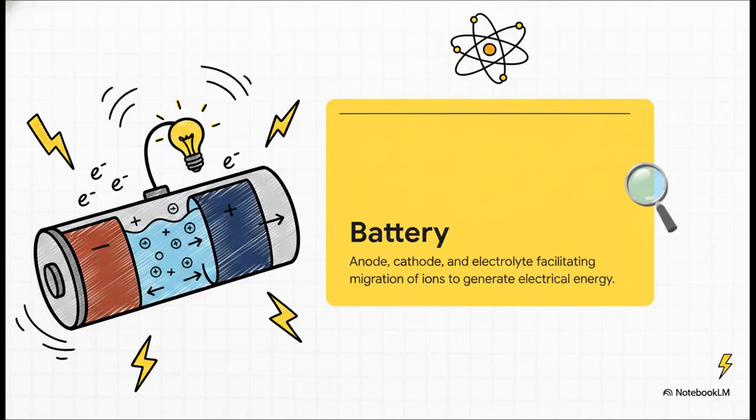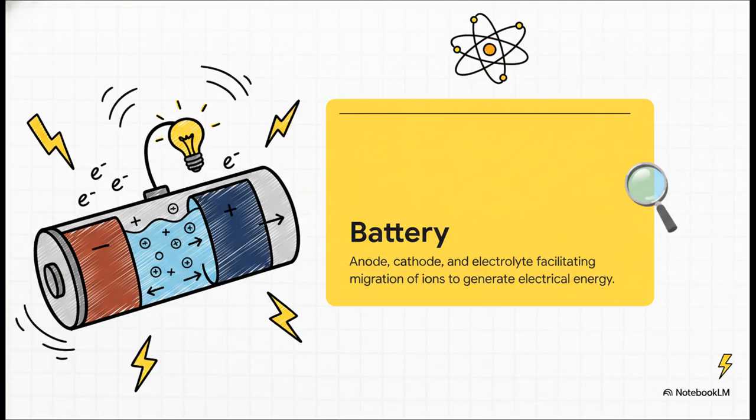Okay, let's dive into this. We need to establish the heroes of our first act, the battery. Think of a battery as basically a packaged, carefully controlled chemical reaction. The basic anatomy consists of three main components. First up, we've got the anode. This holds active materials that spontaneously undergo what's called oxidation, which just means it releases electrons.